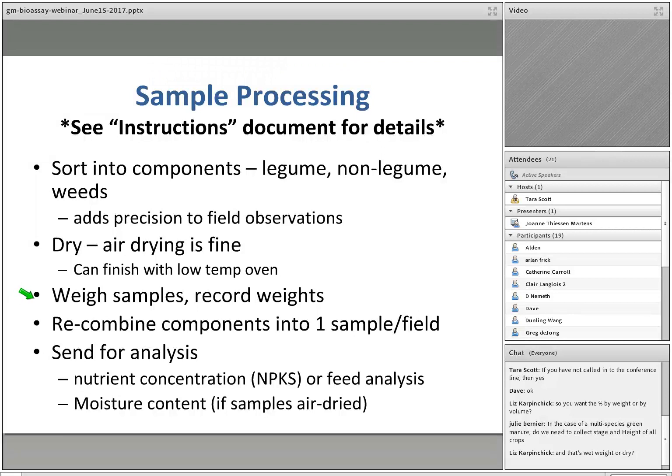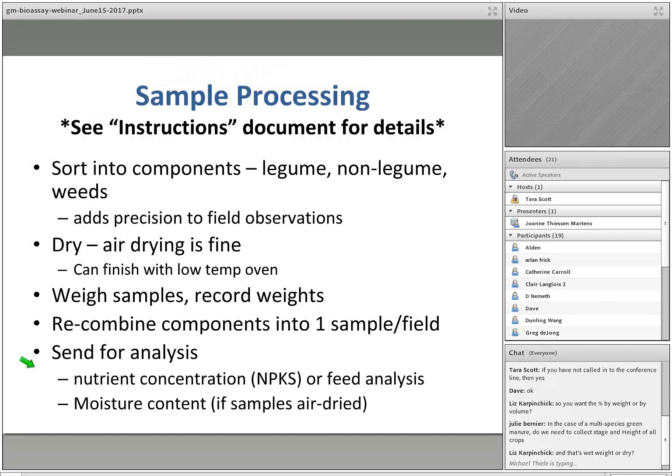We're then going to weigh the sample and record the weight. So a reminder, you'll have a legume sample and a non-legume sample and a weed sample, probably, and all those weights need to be recorded. And then, after we're done with all of that, we're actually going to put it all back together. I know our summer students hate that when I tell them that now we have to put it all back together after they sorted it all out. But we're going to combine it all back together into one sample per field for the analysis.